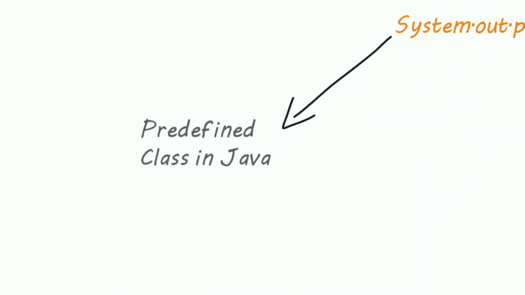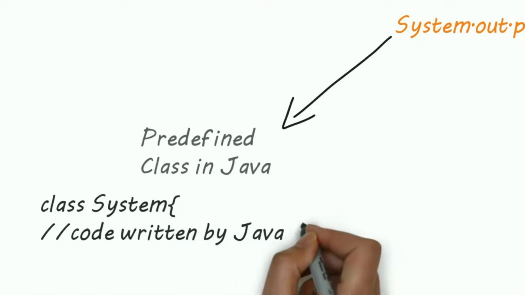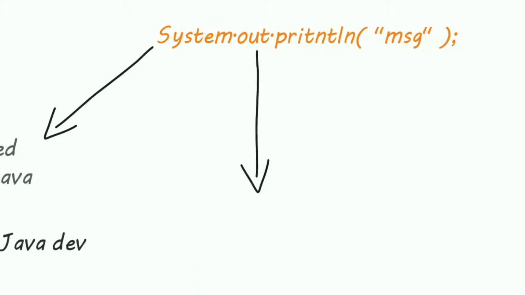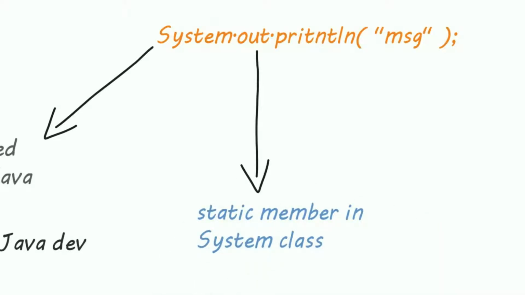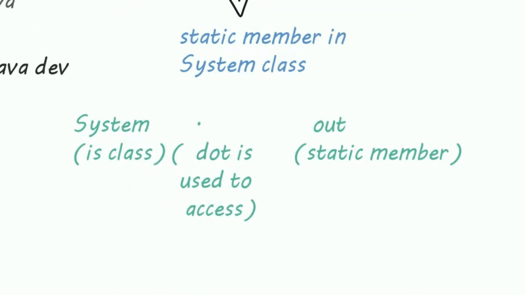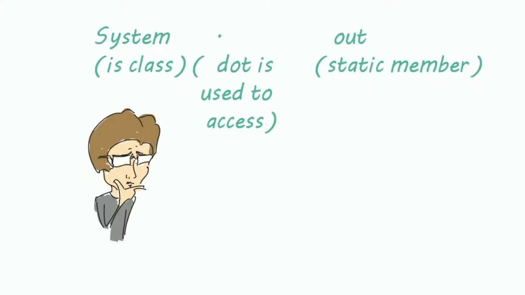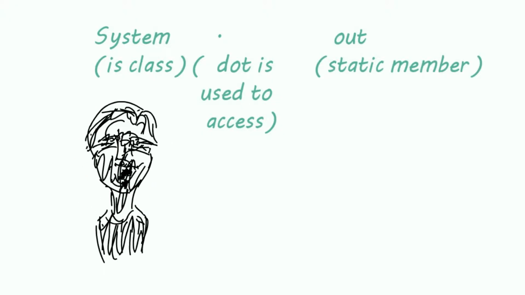System is a predefined class in Java. That is, someone has written the code of system class and we are just simply using it here. Now what is out? Out is a static member in the system class. So static members can be accessed by its class name. So system is class, dot is used to access, and out is a static member. Don't worry if you are thinking that this stuff is difficult, it happens with everyone in the beginning.